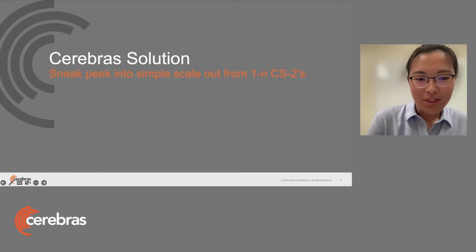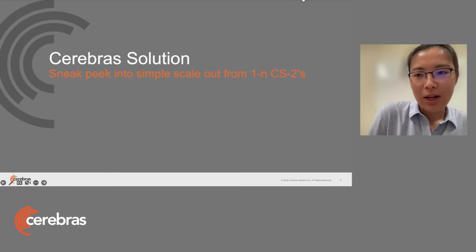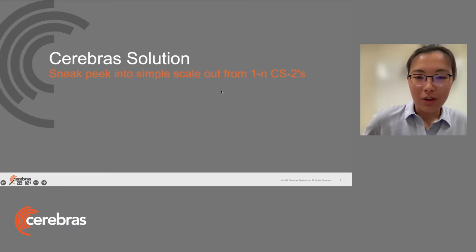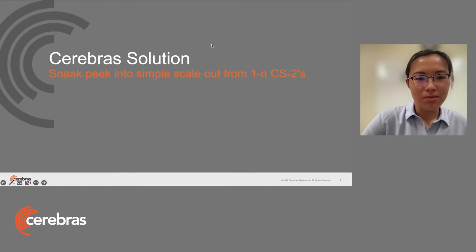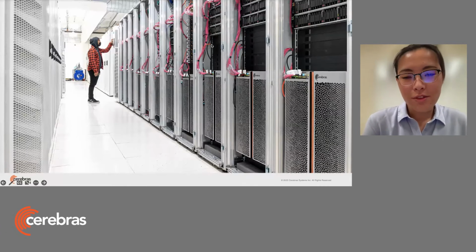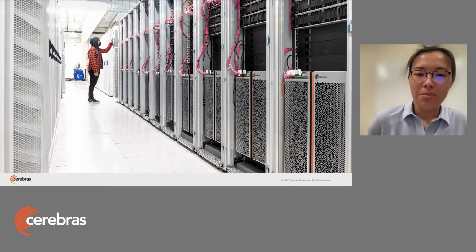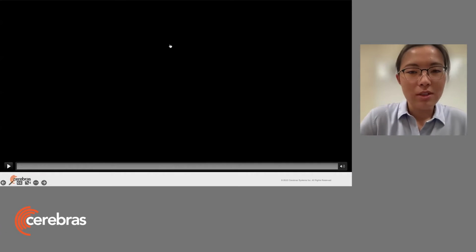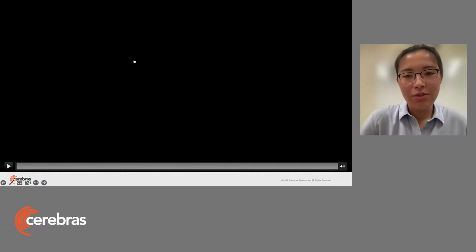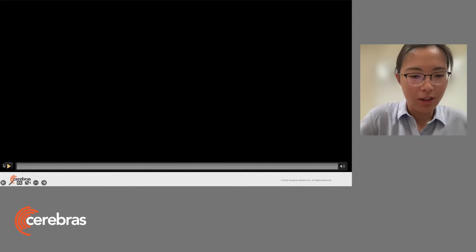Okay, speaking of Cerebras solutions, we'll take a sneak peek into how we build our compute to scale out from 1 to n CS-2 systems. Here is a figure of our 16-box Cerebras Wafer-Scale Cluster. It's a massive piece of equipment, but for developers, it's actually quite easy to interact with and run jobs on the system. And now I'll quickly show a demo just to give a feeling of how you, as a developer, would be interacting with this piece of equipment.